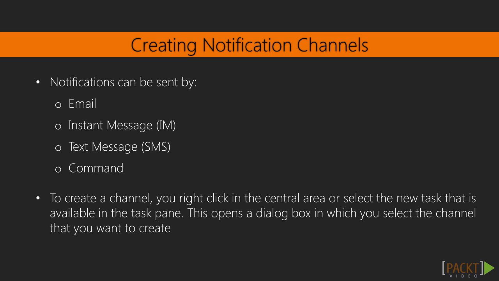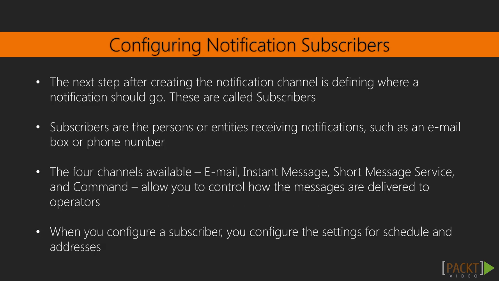To create a notification channel, you just open up the administration workspace, and in the central pane you can right mouse click, or you can in the task pane select create notification channel, and you'll choose one of the 4 options. The next step after creating the notification channel is defining where the notification is going.